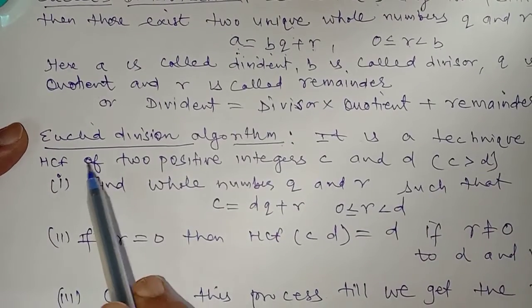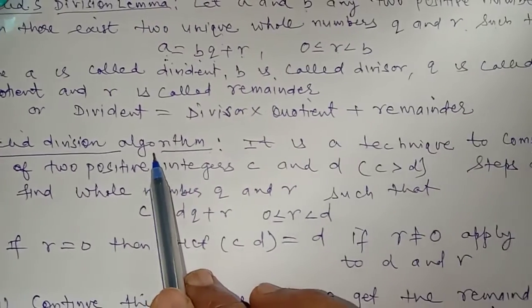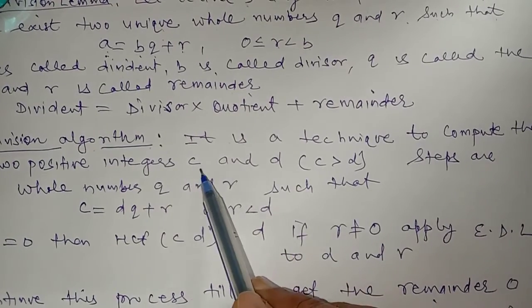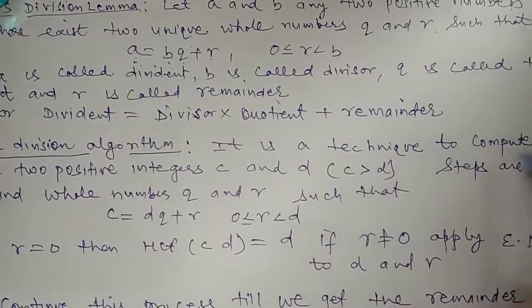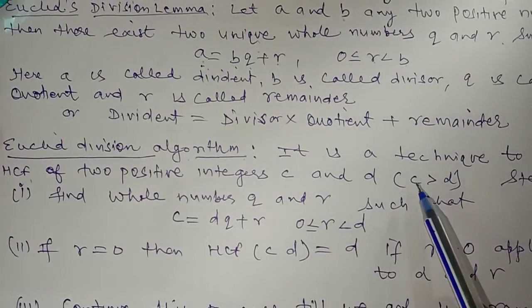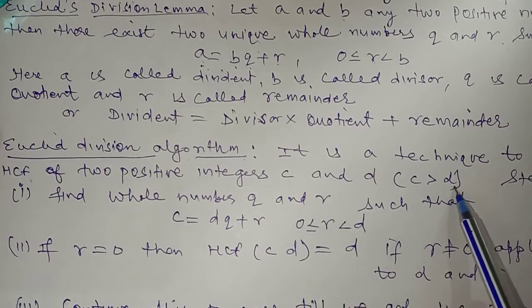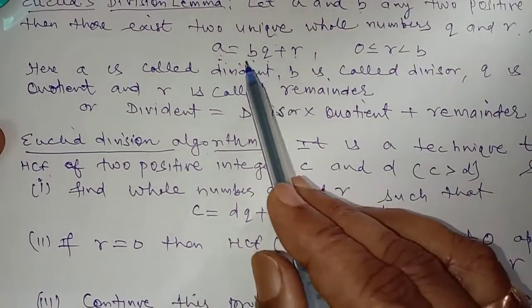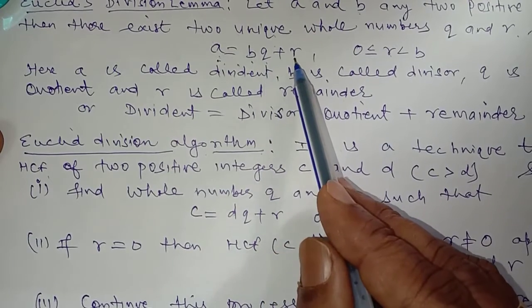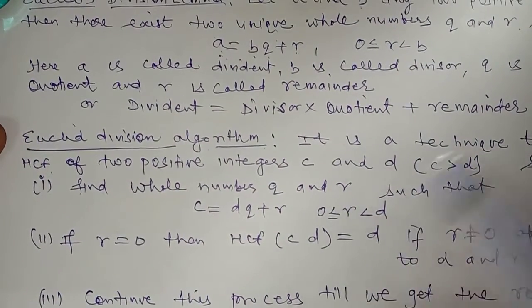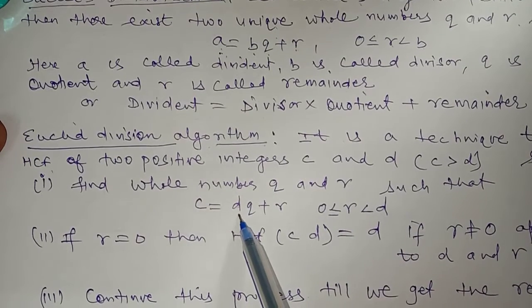After that we have Euclid division algorithm. It is the technique to find the HCF, the highest common factor, of two positive integers C and D, where I have taken C as greater than D. The steps to find the HCF are: we find the whole numbers Q and R, that is, the quotient and remainder, and the value of R will be greater than or equal to 0 and less than D.